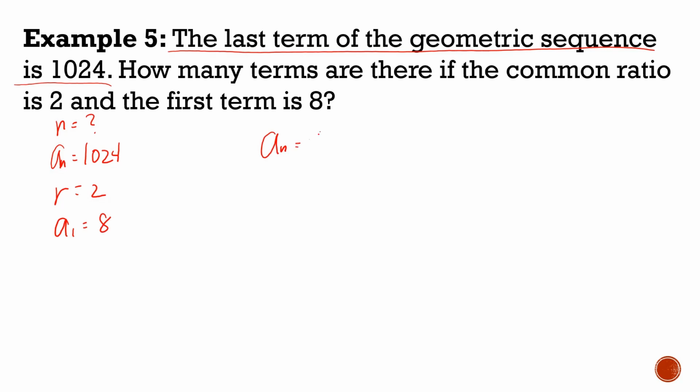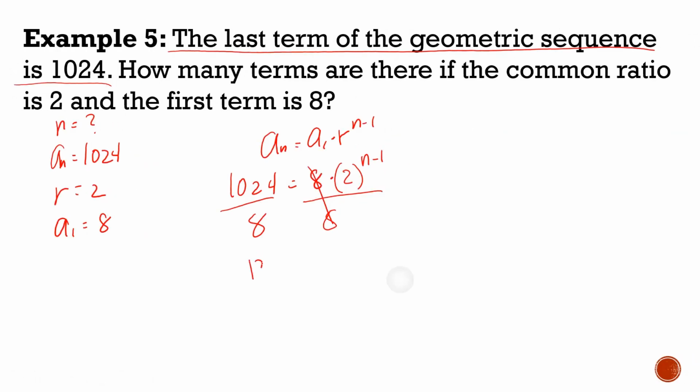So let's use the formula again. n minus 1. An is 1024. Our a1 is 8. Our r is positive 2. So 2 raised to n minus 1. Here I will divide 8 on both sides. So 1024 divided by 8 is equal to 128 equals 2 raised to n minus 1.